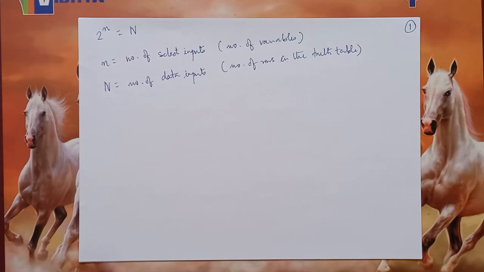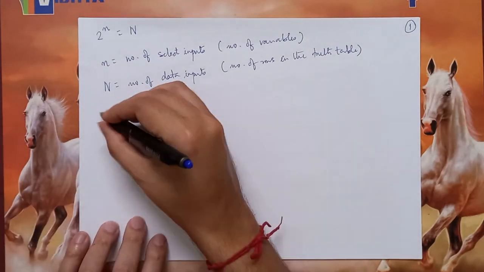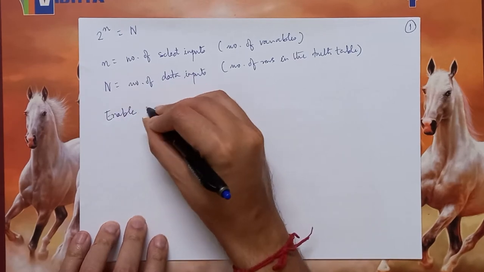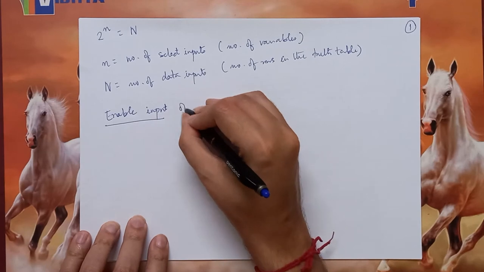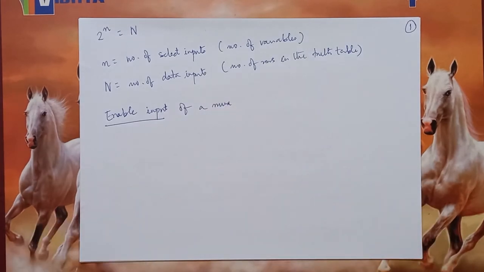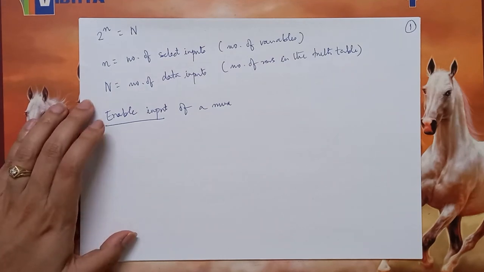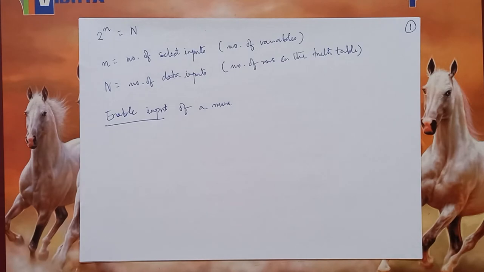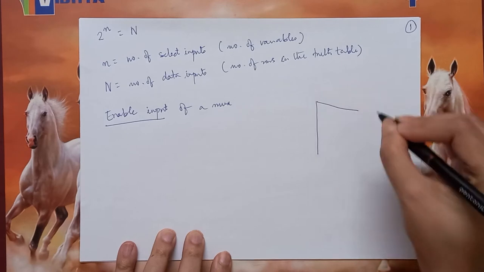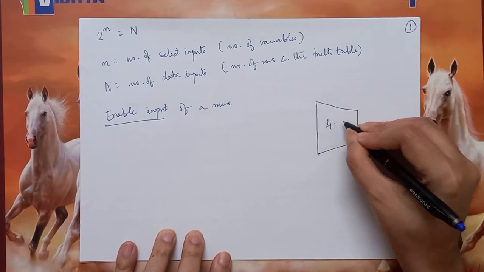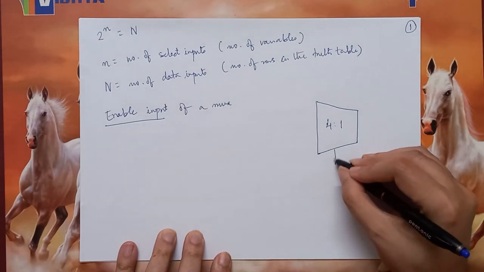In addition to this, most multiplexers come with another additional input, a single input, called enable. The enable input of a MUX is available in all the commercially available multiplexers. Now, this works in a very unique way. Let us consider a 4:1 MUX, which we discussed as the very first MUX in the last lecture.